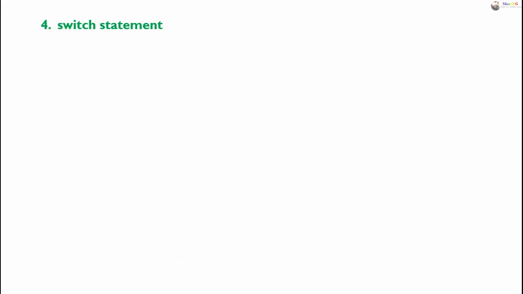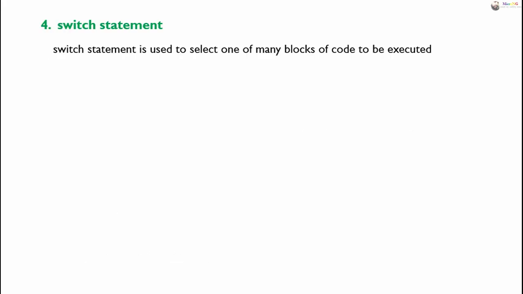Fourth, switch statement. Switch statement is used to select one of many blocks of code to be executed. Format: switch followed by an expression. Depending upon the value of the expression, different case blocks can get executed. So the first case with label 1: if the expression evaluates to the value label 1, it goes to case label 1 and executes the block of statements which is part of that case.